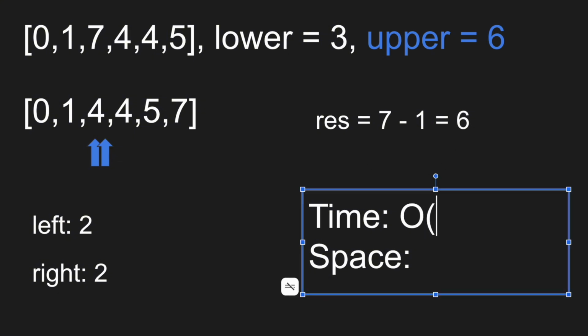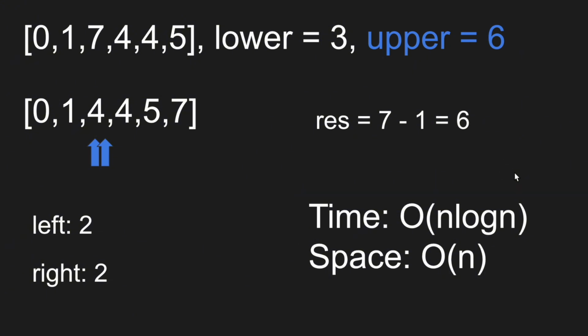And the time complexity would be O of n log n because we need to sort the array. And the space complexity would depend on which sorting algorithm we use. But for my case, I would be using Python, so it would be O of n. So now let's get to the coding part.